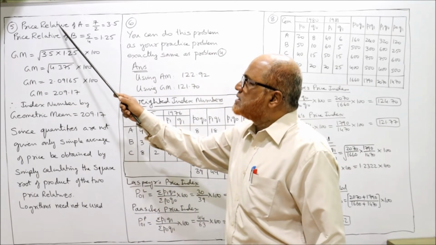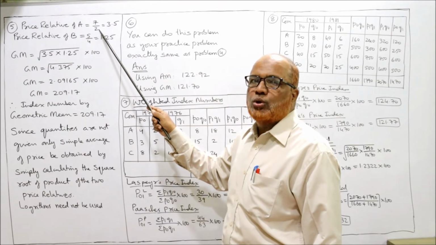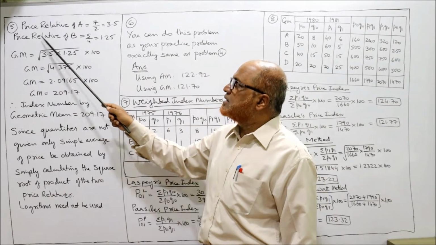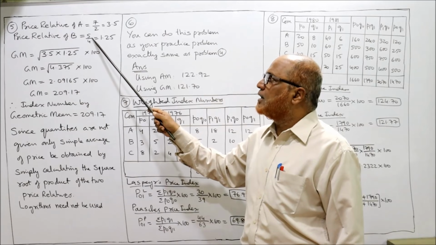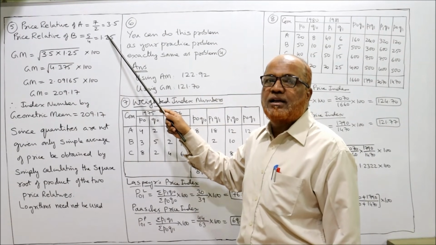First of all, price relative of A. तो current year price is 7, base year price is 2. तो price relative of A commodity is 3.5. Similarly, price relative of B commodity is current year price 5, base year price 4. तो 1.25. तो price relatives we got it.